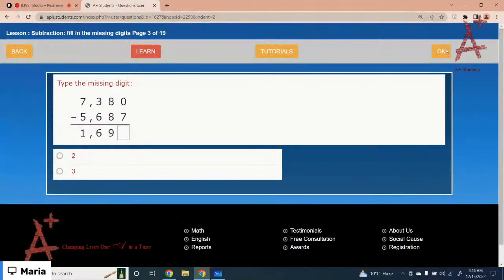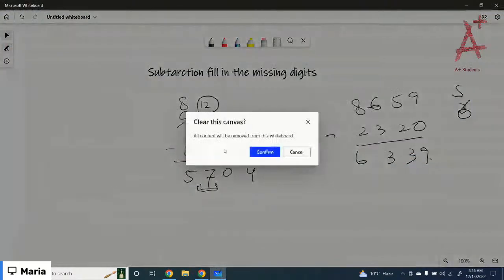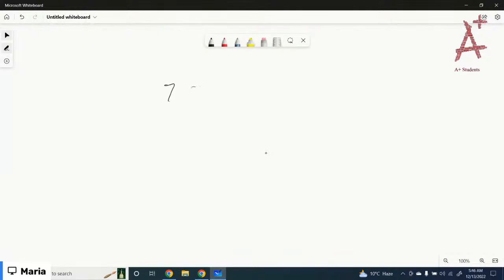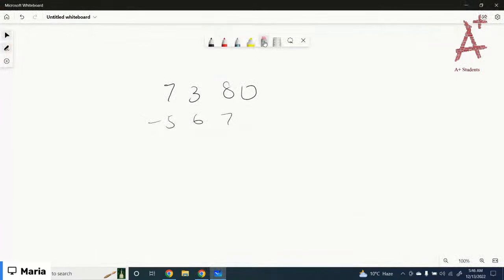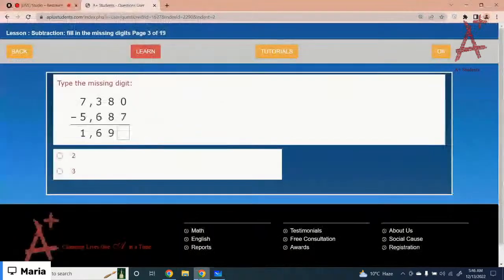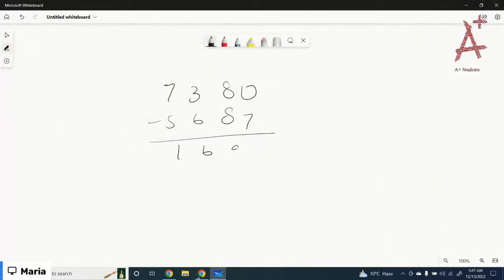Okay, the next one is 7,380 subtract 5, 6, 7. The difference is 5, 6, 8, 7. So you have to find the missing number. Where is the missing number? It is 169 and the missing number. Got it? So you have a 0 over here.